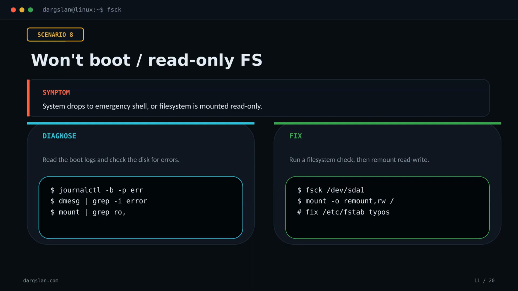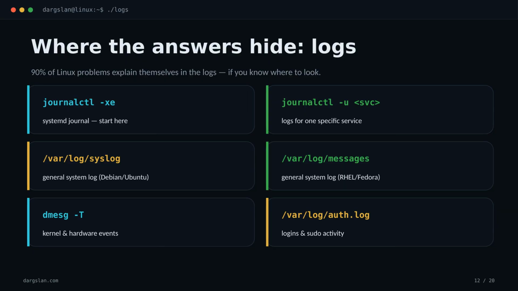Speaking of finding the why, most of the time the system has already told you what went wrong. You just need to know where it wrote it down. Start with journalctl -xe for the system journal, or narrow it to a single service with journalctl -u. On Debian and Ubuntu, the catch-all is /var/log/syslog. On RHEL and Fedora, it's /var/log/messages.